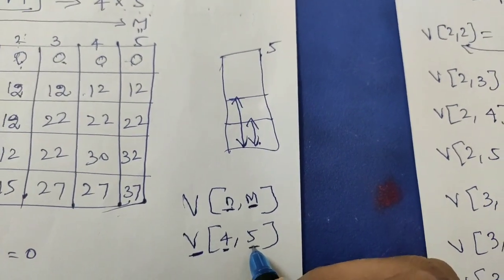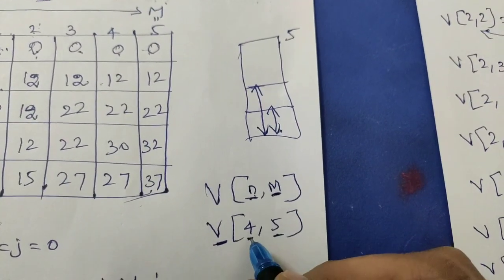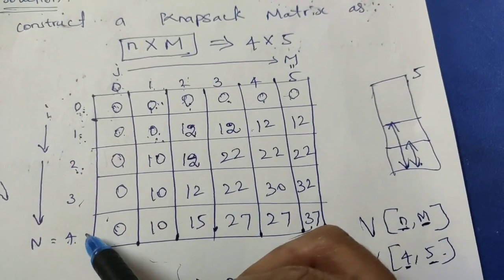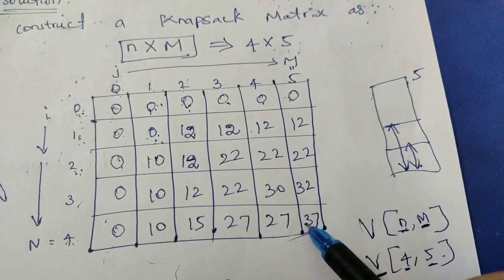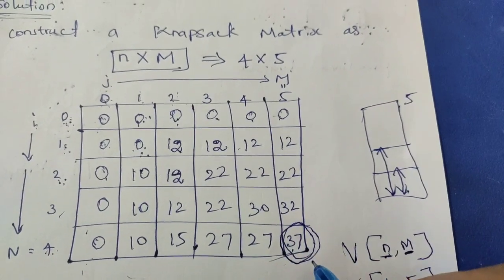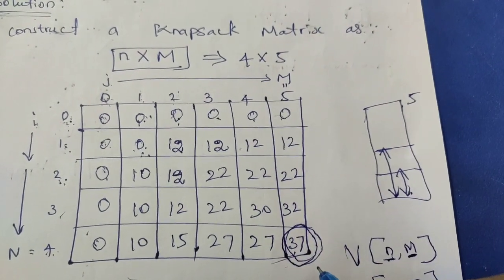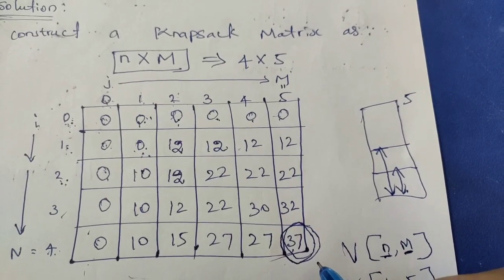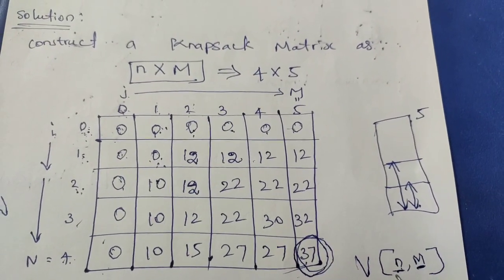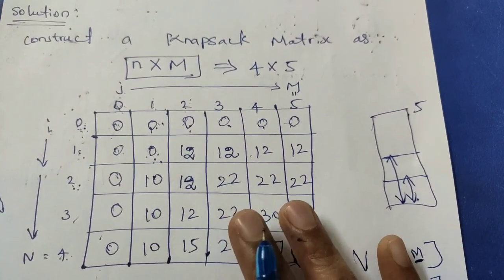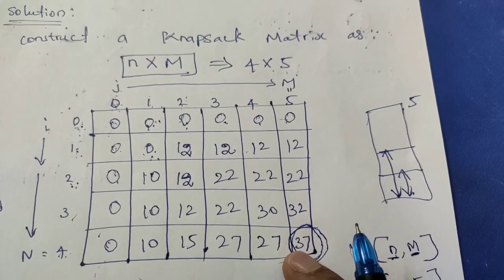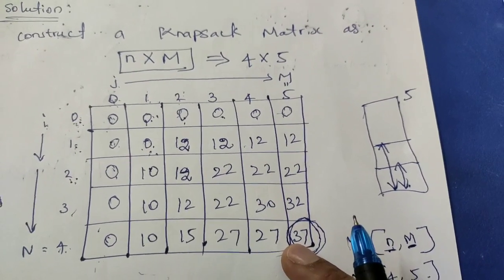So go to your knapsack matrix and look at the location 4, 5. This is your knapsack matrix V. In the location 4, 5, I have the value 37. This is the maximum profit I got by including the items into the knapsack. Using this knapsack matrix, I am able to find out the maximum profit earned.